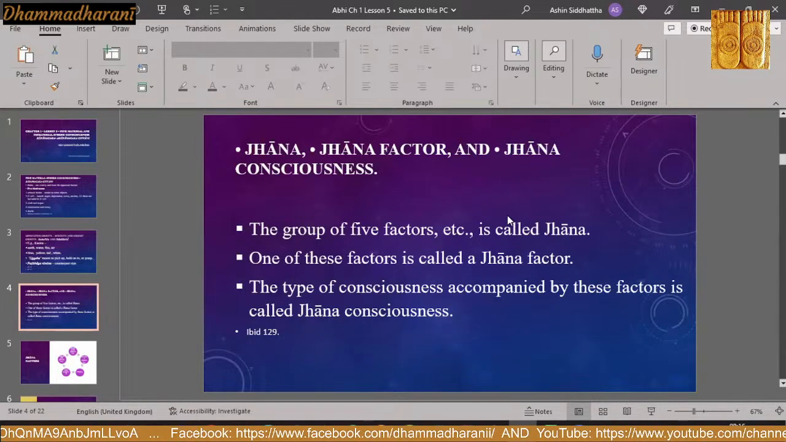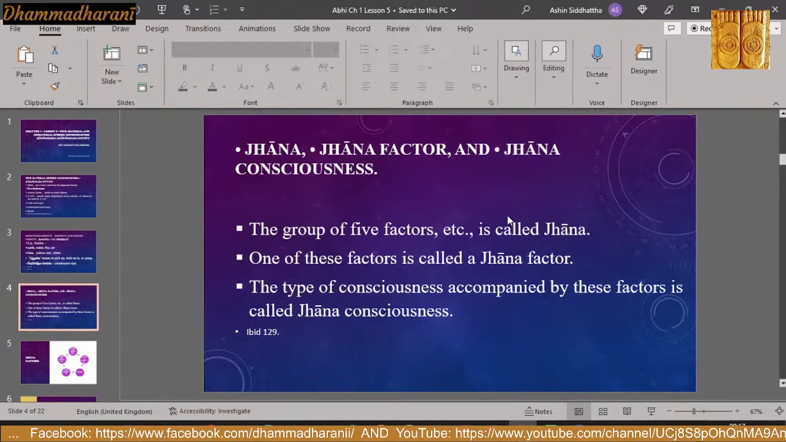So what does jhana mean in Pali? In our Theravāda tradition, the group of five factors is called jhana. So a jhana factor means one of these factors: either vitakka, vichara, piti, sukha, or ekaggata. In this lesson, I would like to use Pali terms rather than English translations. Therefore, try to be familiar with those Pali terms. I think it's not difficult. Vitakka, vichara, piti, sukha, and ekaggata.